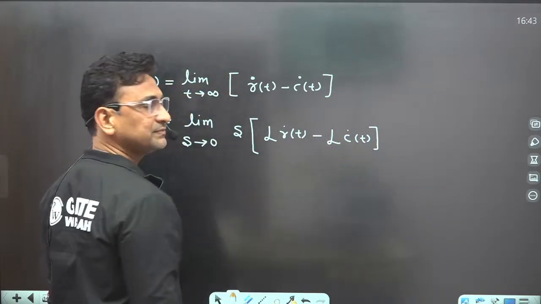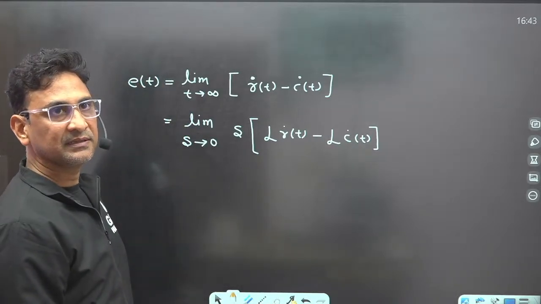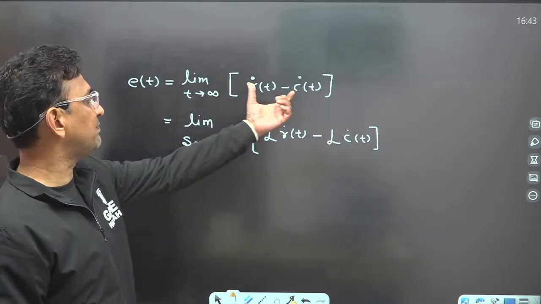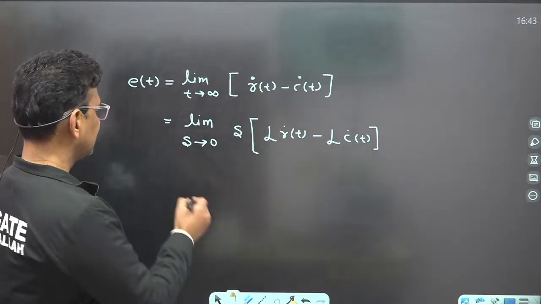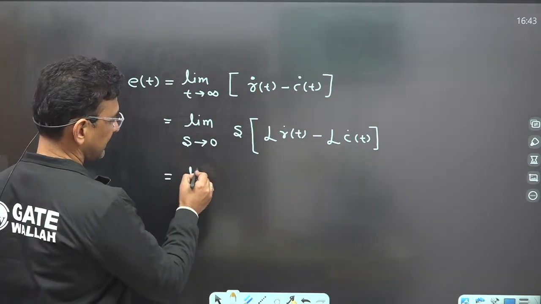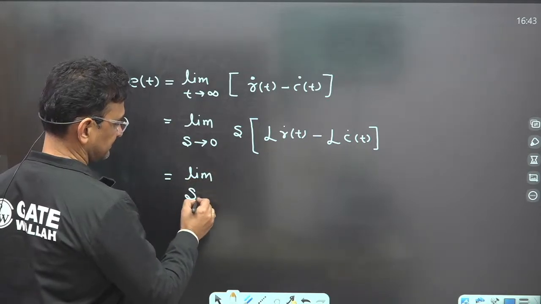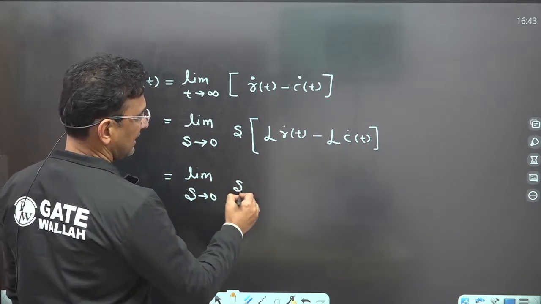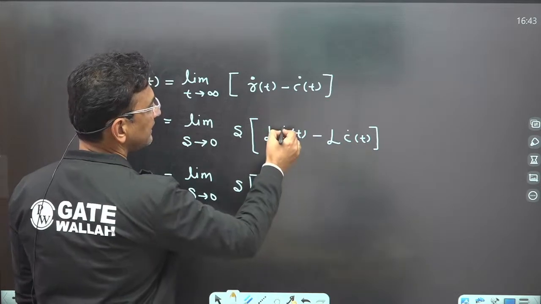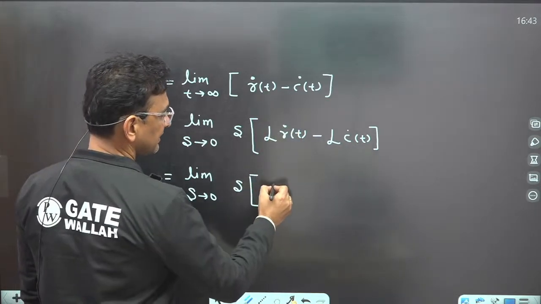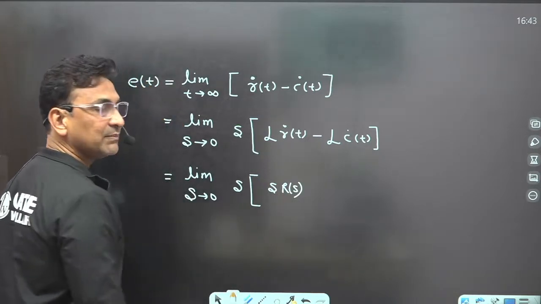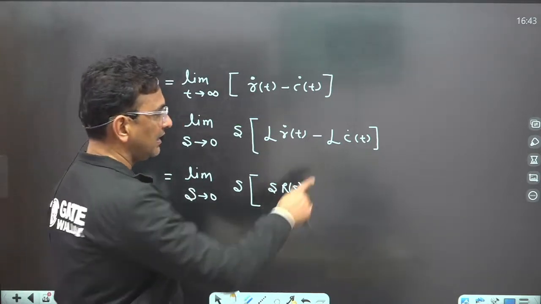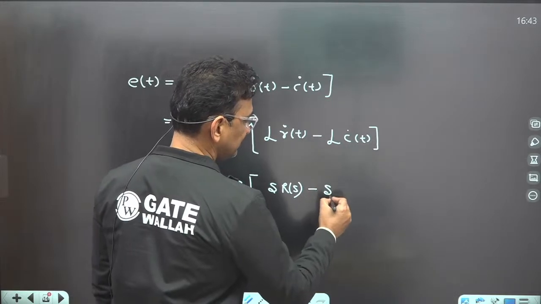Is it clear to you? s into Laplace of this term, individual Laplace. So it is limit s tends to 0, Laplace of r dot t derivative becomes s into R(s). Clear? The Laplace of derivative, and this will become s into C(s).